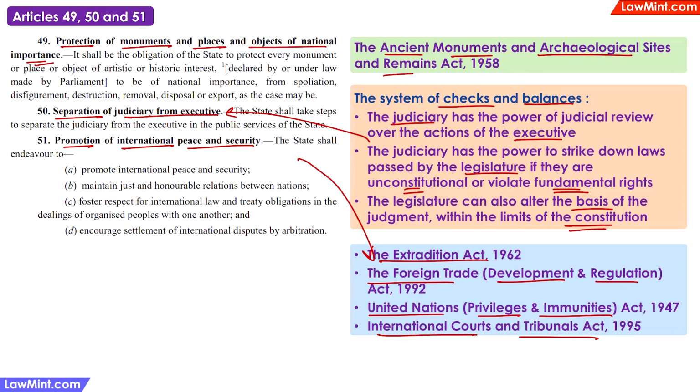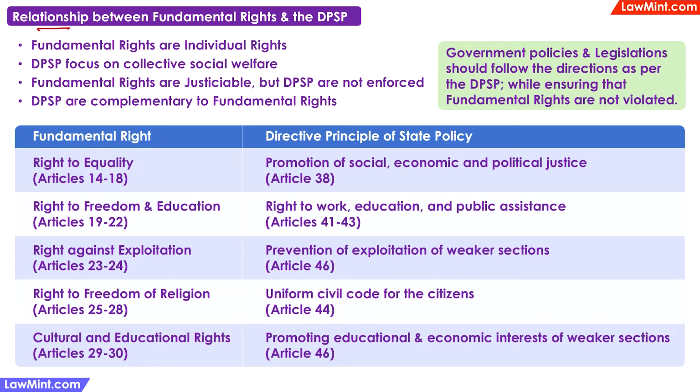So, we have seen that the state actually follows the directive principles in the creation and implementation of its policies and statutes. Let us now look at the relationship between fundamental rights and the directive principles of state policy. Fundamental rights are individual rights, whereas the directive principles focus on collective social welfare. Fundamental rights are justiciable, that is, they can be enforced through the courts if required. But the Constitution itself clearly states that the directive principles cannot be enforced.